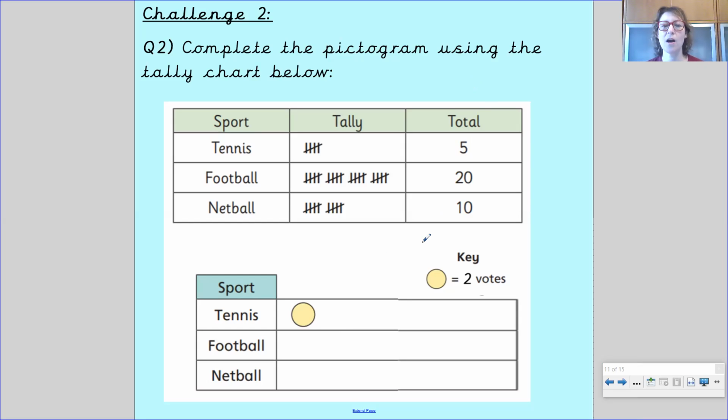So for a half a circle, it's easy to do the line first because then you can see, and it doesn't matter how badly you draw the other half of the circle, as long as you can see the line there. If you draw the circle first, you tend to get a bit messed up with the line. As long as I can see the difference between your whole circles and whatever else you're using, that's absolutely fine. But circles are really hard to draw halves of. So 5 tennis, be careful with that one. 20 football, 10 netball, those are easier because you're just counting in 2s.